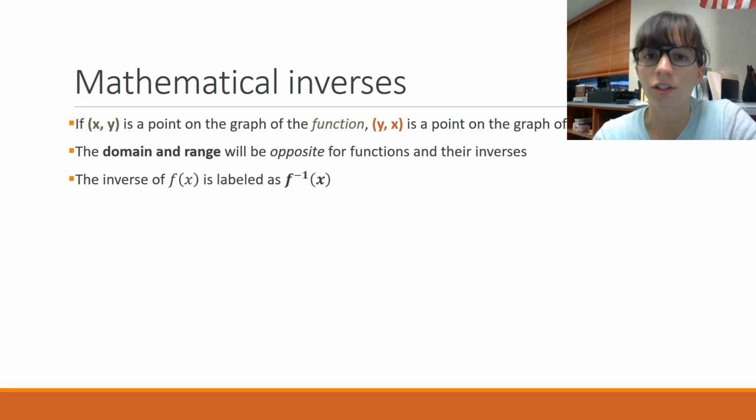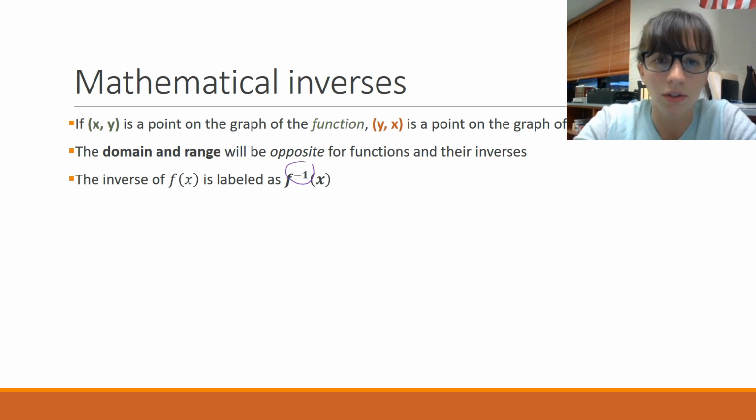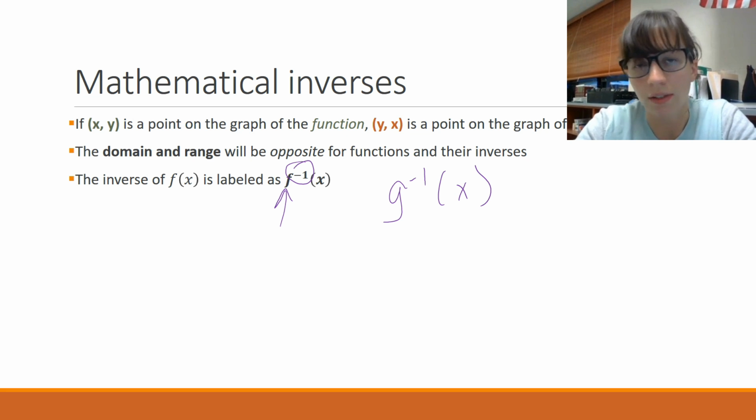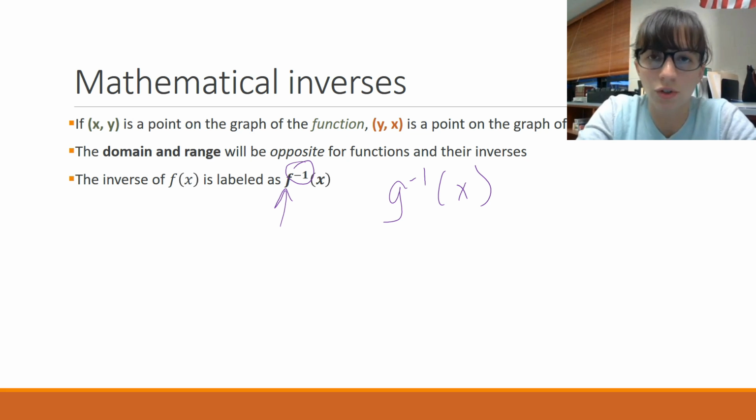Mathematical inverses are functions where the input and output have been switched. This means that the domain and range will also be switched. This has a special notation where we use that -1. It almost looks like an exponent, but we're not raising anything to the -1 power. It's just the notation that's used for all inverses. It says this function is the inverse of a function with the same letter name. This could be anything, like the inverse of g of x. We'll use this again when we get to trigonometry as well.